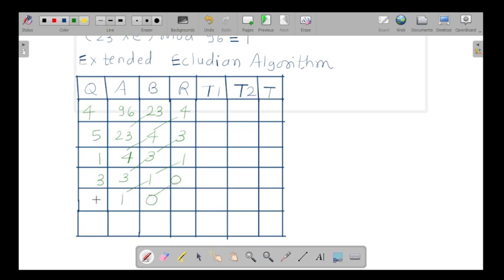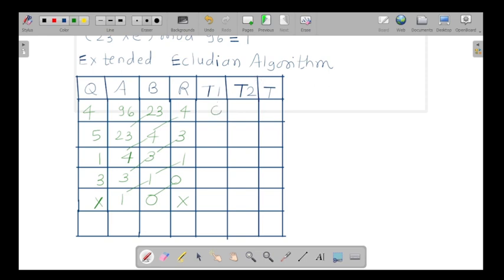Now 1 divided by 0, we will not get the value of the quotient or the remainder. So we put a cross mark in the quotient and remainder columns. Now this process is completed. Next we will move to the T1, T2 and T columns.